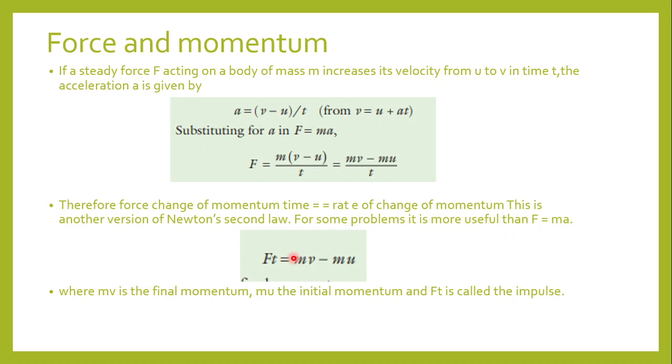So if a steady force F acting on an object increases its velocity from u to v in time t, the acceleration is given by this: acceleration is equal to final velocity minus initial velocity divided by time. Substituting for a in F is equal to ma, we are multiplying that acceleration by m and equating it to force.